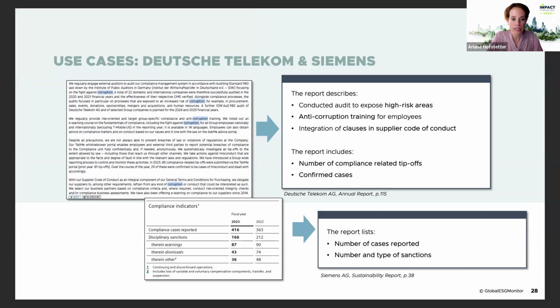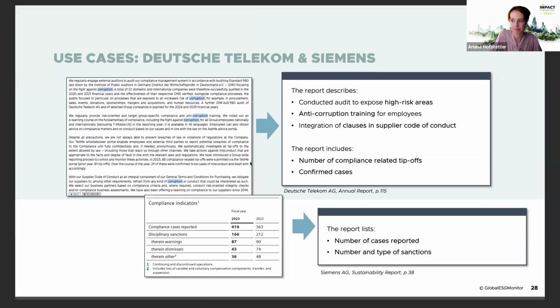The second use case on the bottom of the slide is Siemens AG. That's a more brief way to put this. They give a tabular overview listing the number of cases reported and the number and type of sanctions. So this is more brief than the example from Telekom. We wanted to give you those two ways on how companies do this at the moment to show what is possible in this area.